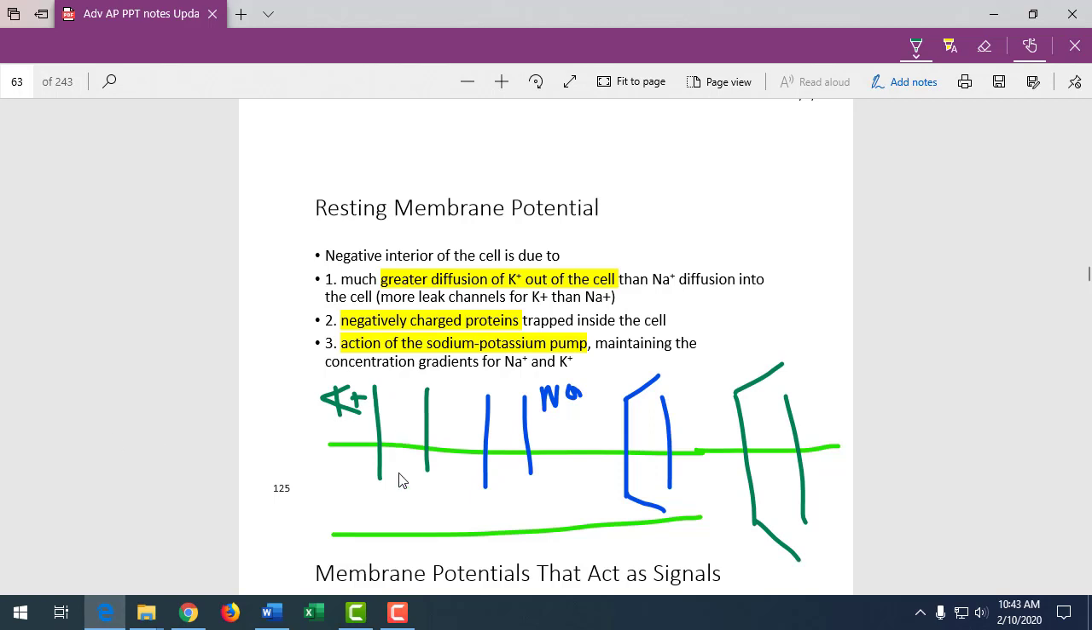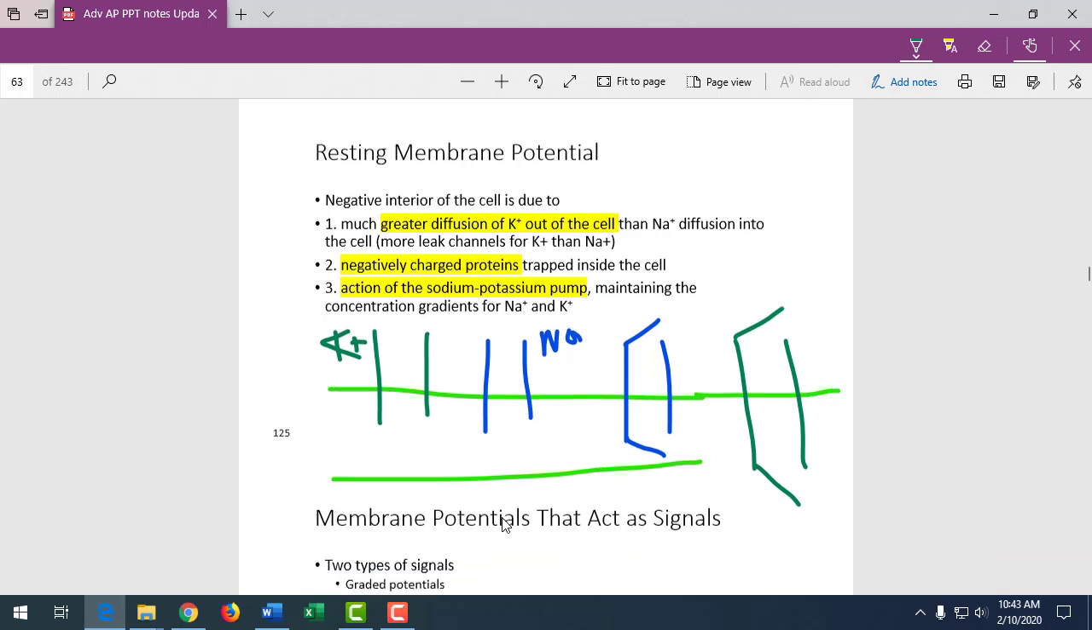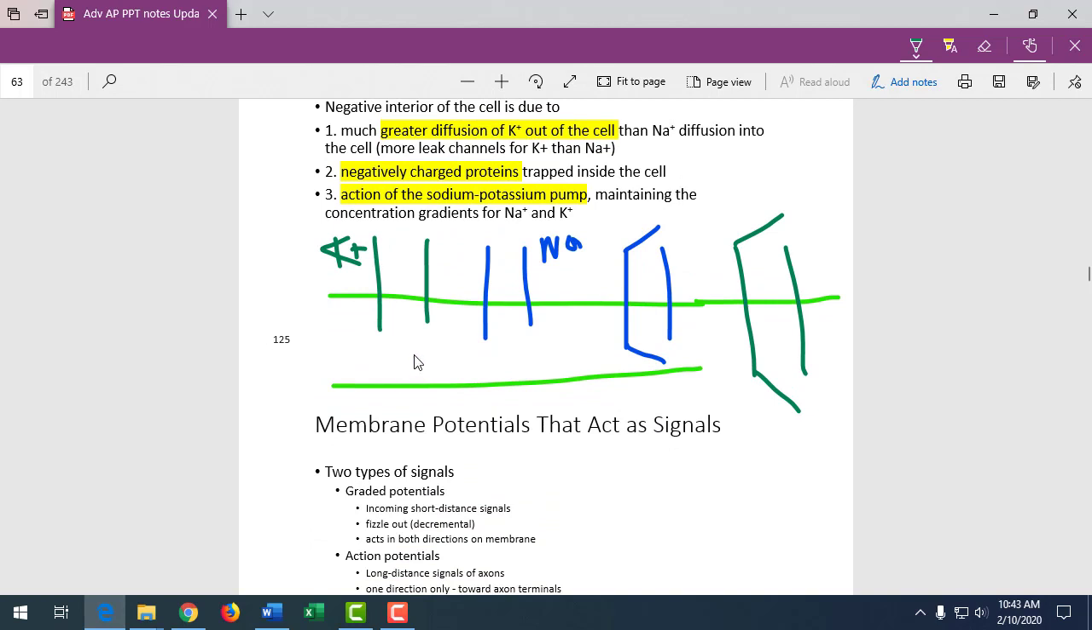So leak channels are always open, right? But we also have another interesting protein. Okay. We have another thing that will dump sodium out of the cell, and it brings potassium into the cell. It's a special pump and it requires ATP.